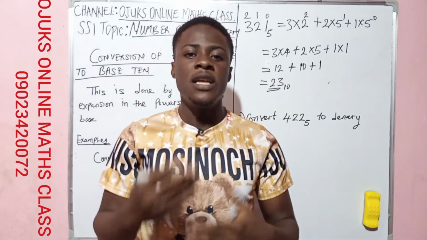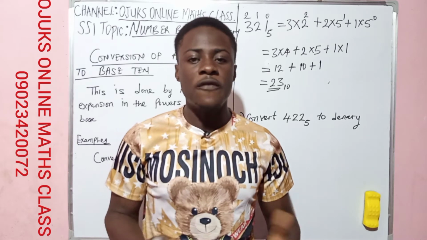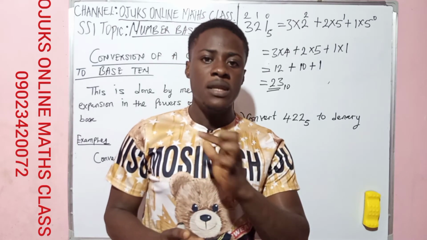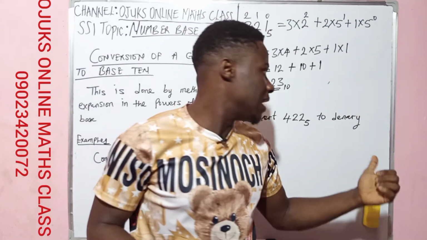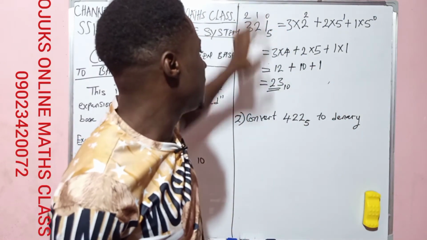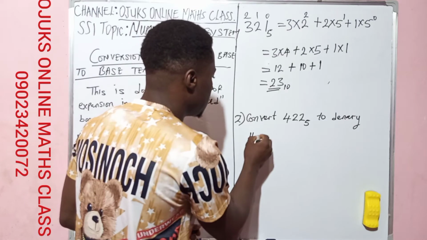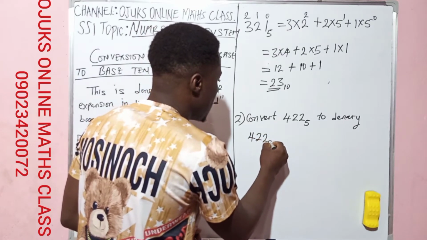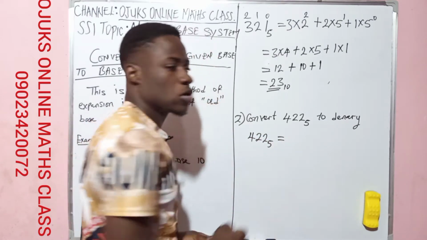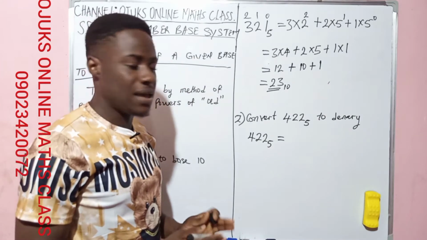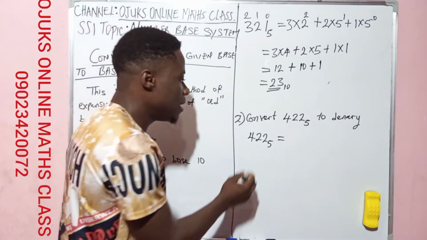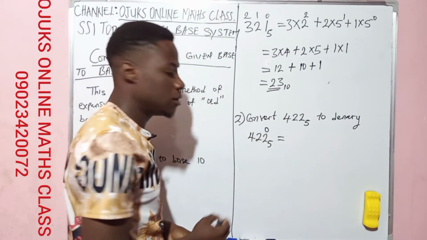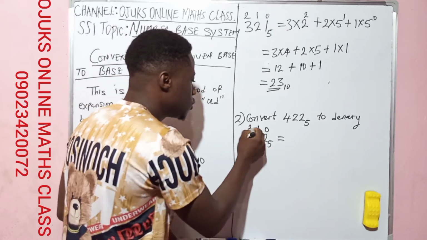As usual, it involves what? The method of expansion with respect to the powers of the old base. Now let's do the same thing as you have here. We have 422, a number in base 5. We are asked to convert to base 10. How do we do this? We assign our powers as usual. From here, we have our first one 0, 1, 2.